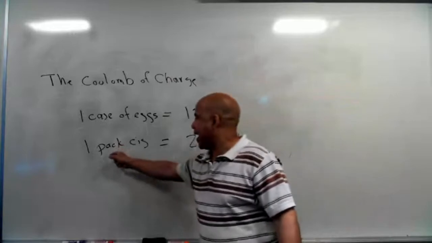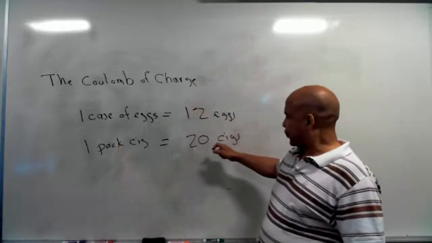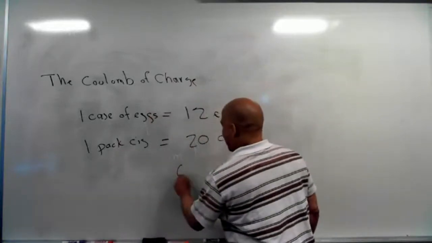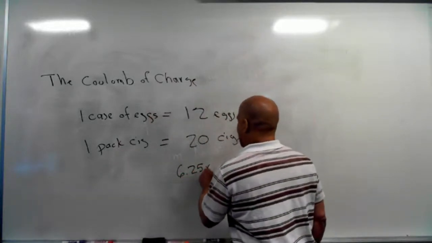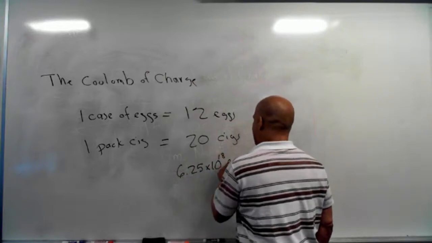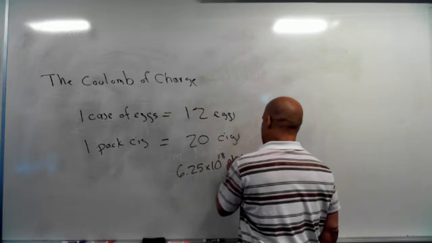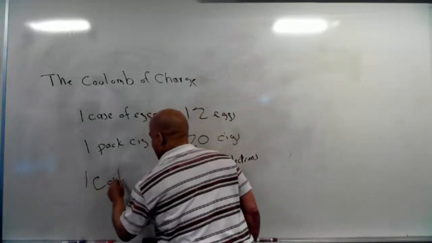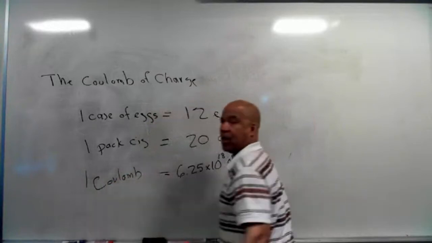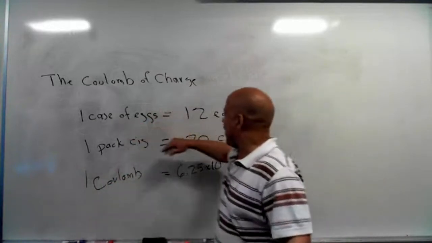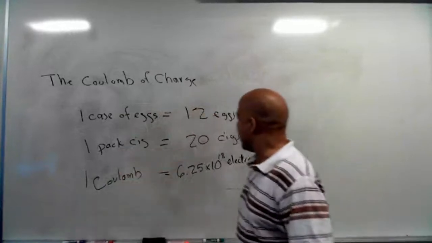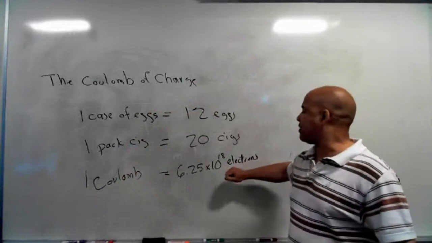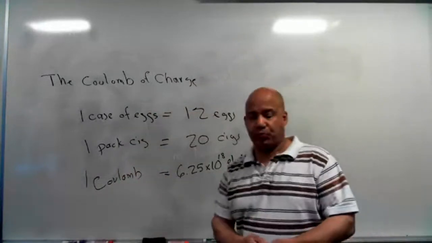So a case of eggs is 12 eggs. You buy them by the dozen. A pack of cigarettes is 20 cigarettes. If you have 6.25 times 10 to the 18th electrons, then you have 1 coulomb of electrons. Just like a case of eggs is 12 eggs, a coulomb of charge is 6.25 times 10 to the 18th electrons.